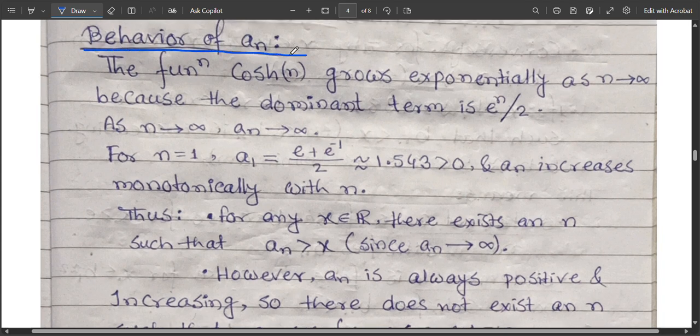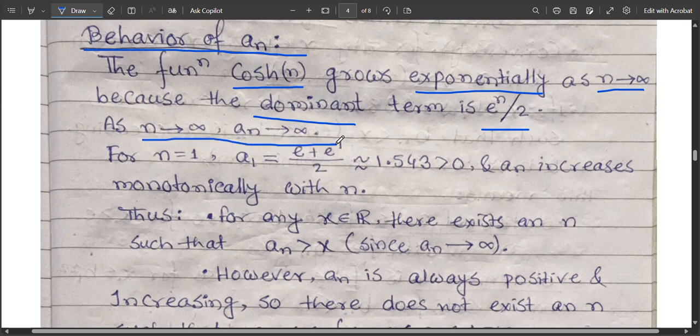Behavior of an: the function cosh n grows exponentially as n tends to infinity. It grows exponentially because the dominant term is e to the power n by 2. The other term, e to the power minus n by 2, is 1 by e to the power n, so as n tends to infinity it goes to 0. That's why we will not take that term. The dominant term is e to the power n by 2, which goes to infinity, so an goes to infinity.